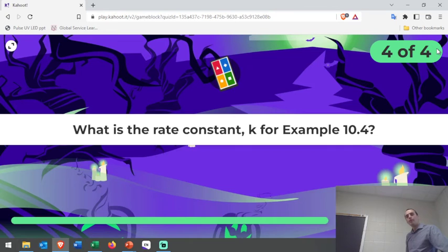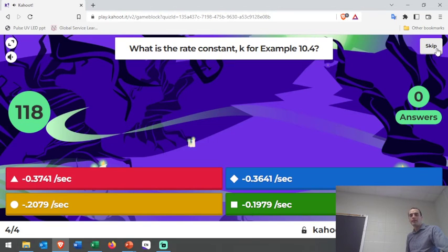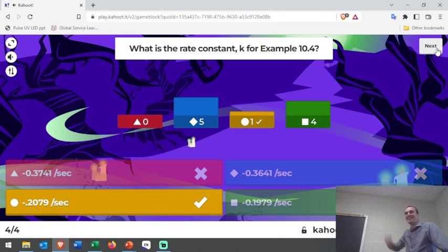Okay, so what did you get for your answer on that example? You pick the closest if you didn't quite get it. Okay, all right. I think I set up the problem a little weird. It should technically not be negative, since that's already included, but I put them all negative, apparently. So one of you got it right, I guess. Negative 0.2079 per second would be the right answer.